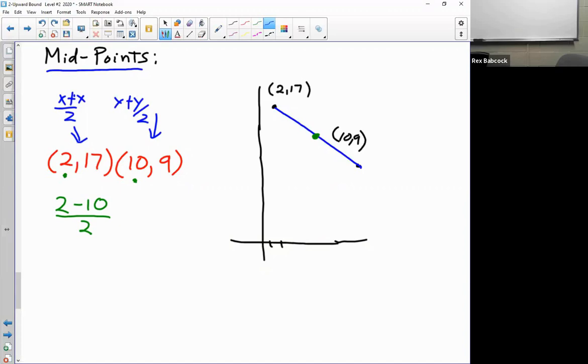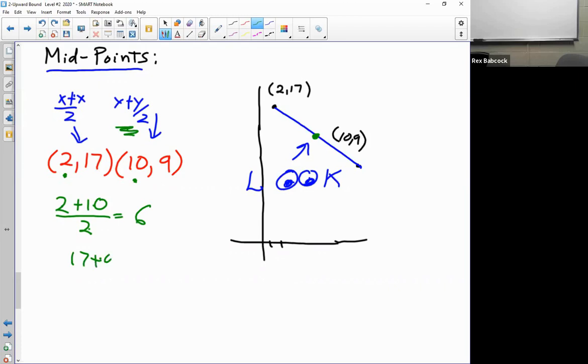And by the way, this is the reason I like this part of math. When I do this, this answer better look right. It better look right, okay? That's what I like about coordinate geometry. It's going to look right. That's how I caught that error there. It wasn't looking right. It's a plus. 10 and 2 is 12. Over 2 is 6. Let's do the same thing for y now.